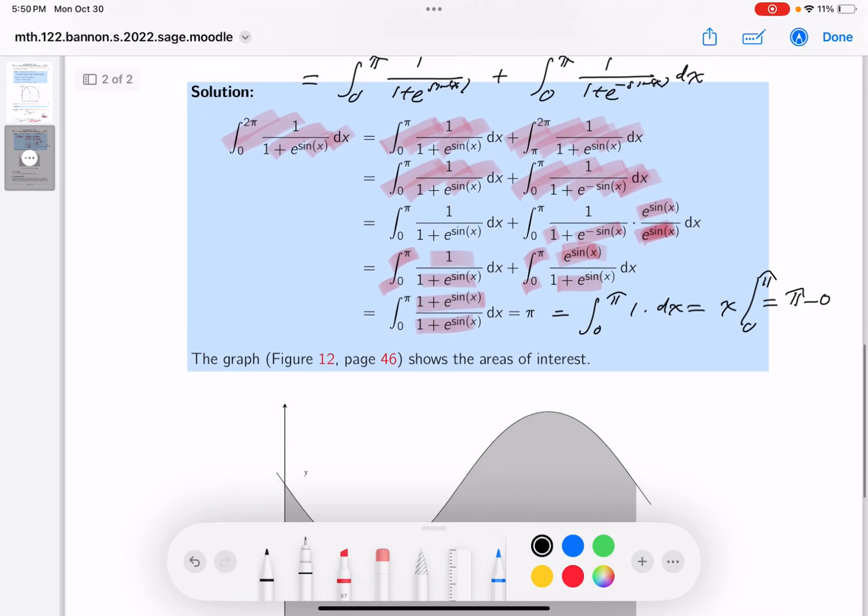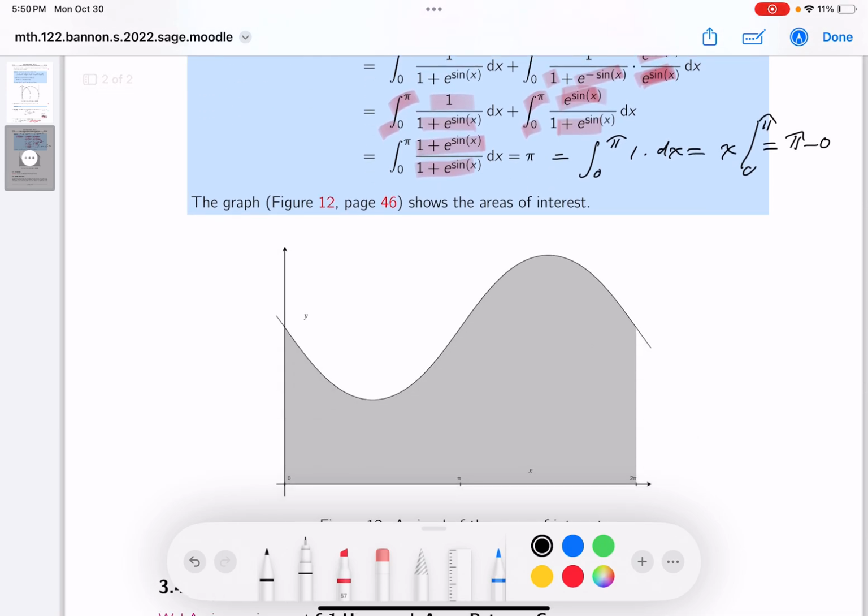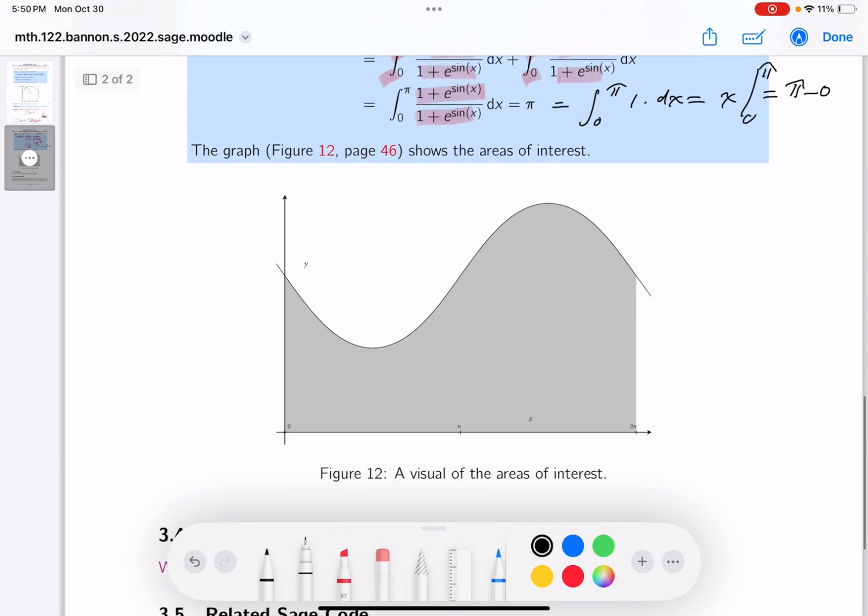All right? They also provide a graph for you. The graph really is not helpful, by the way. I just want to point out it does visualize nicely. And this area over here is exactly pi square units. And we're done. Thank you.